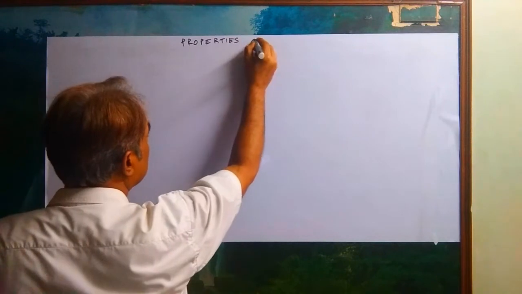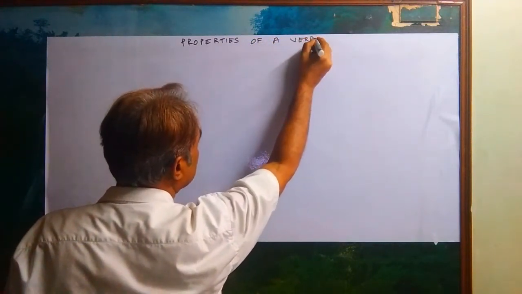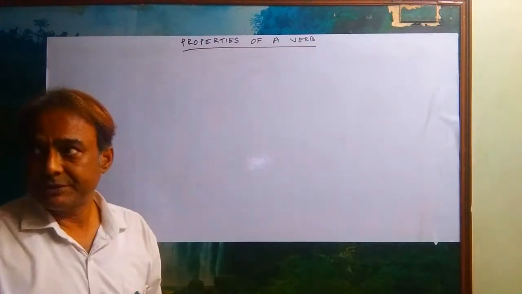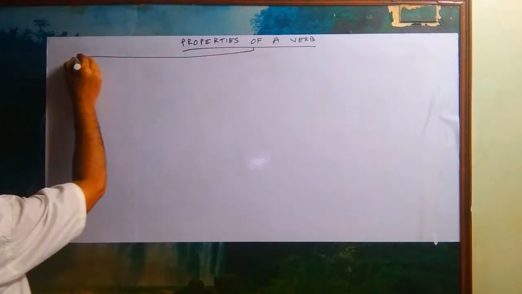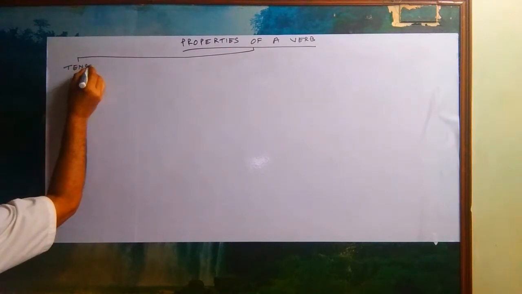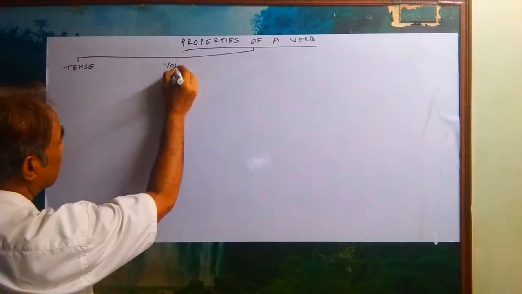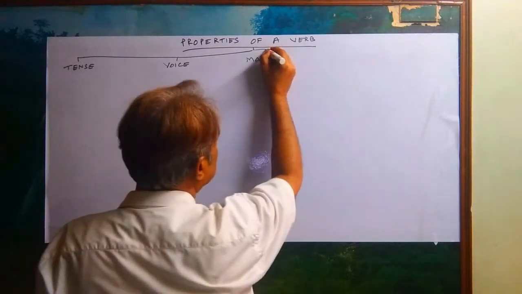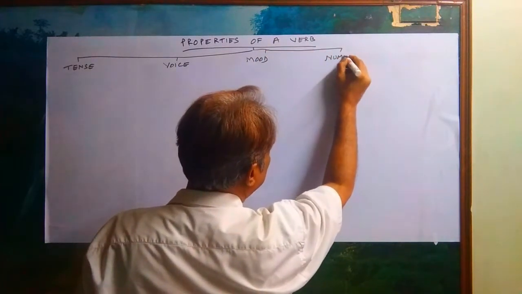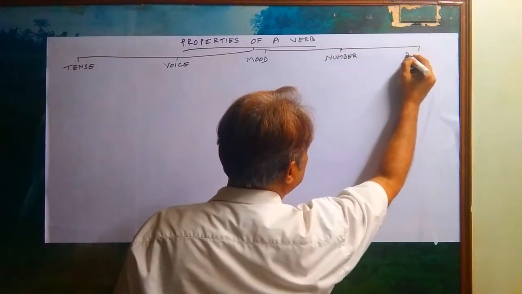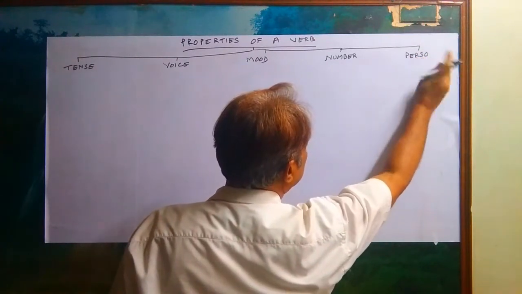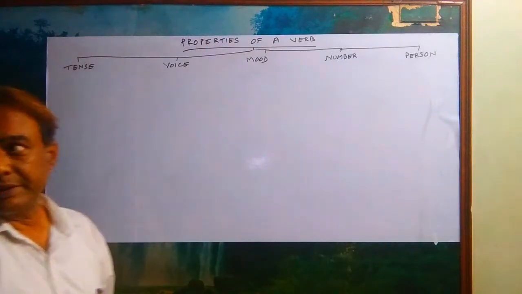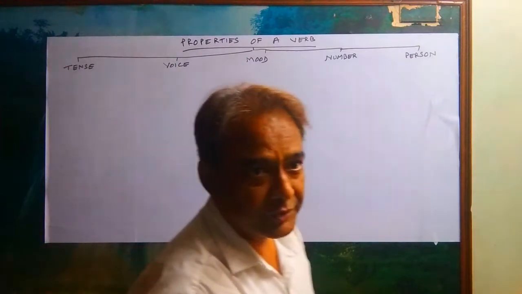We start with properties of a verb. Now there are basically 5 properties: tense, voice, mood, number, and person. Tense, voice, mood, number, and person. These are the 5 properties of a verb.